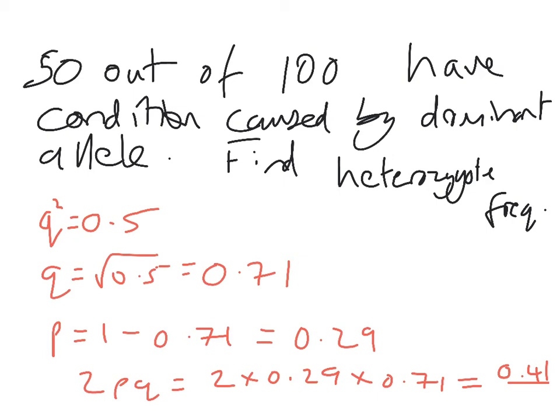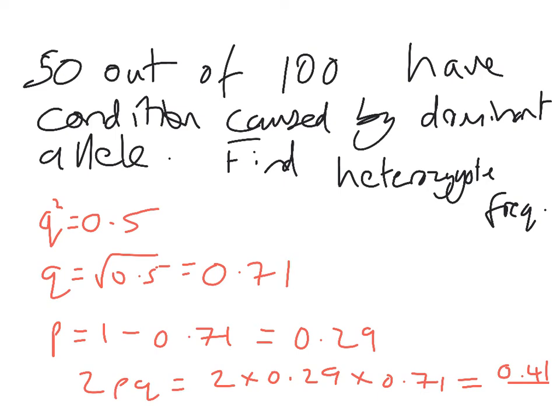So for this, you can't use 50 out of 100 to get p. That's a common mistake that people might make. So the dominant condition can be caused by homozygous dominance and heterozygotes. So even though it's told you so many people have this condition, it's caused by a dominant allele, you then know that the rest don't have that condition. And so the rest must be homozygous recessive.